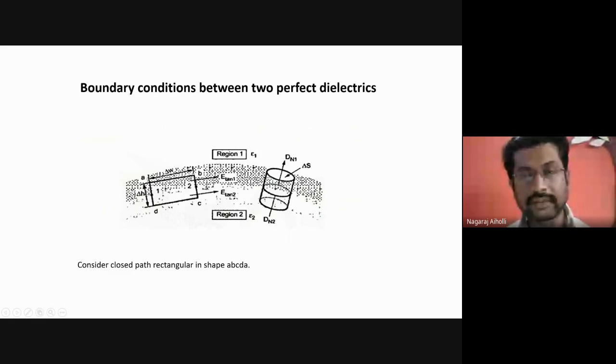Its normal components are Dn1 and Dn2 in region 1 and region 2 respectively. In region 1, the normal component is Dn1. In region 2, the normal component is Dn2. The area of the top surface and bottom surface is delta S. Delta h by 2 of the cylindrical surface height is lying in region 1, and the remaining delta h by 2 height is lying in region 2. This is how the cylindrical surface is located at the boundary between region 1 and region 2 with permittivities epsilon 1 and epsilon 2.